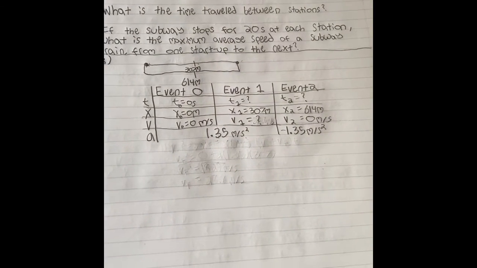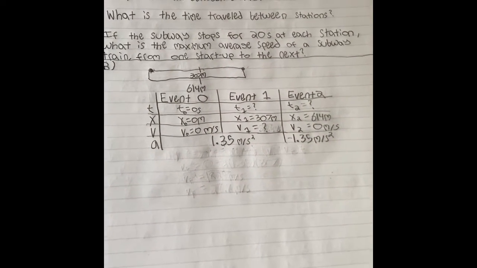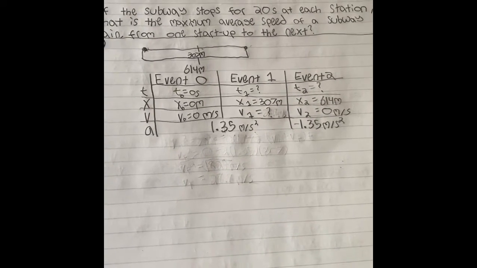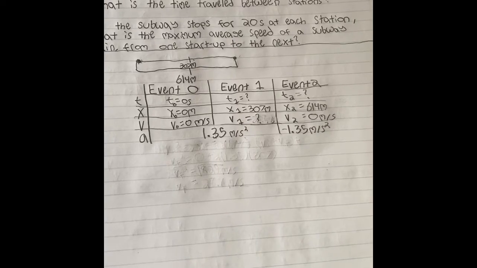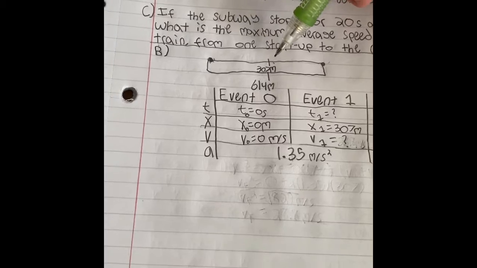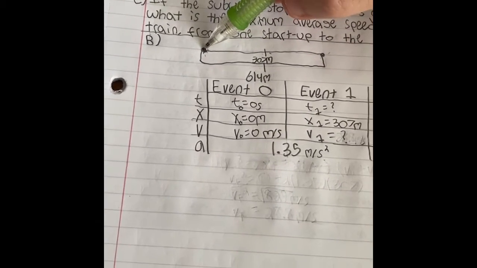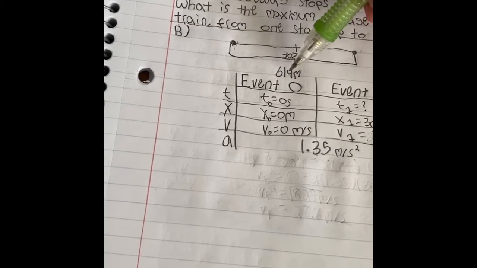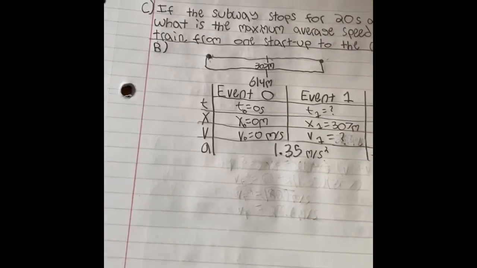In part A of the subway train problem, we want to find the maximum speed that the train can hit going from station A to station B at an acceleration of 1.35 meters per second squared. The total distance between station A and station B is 614 meters.